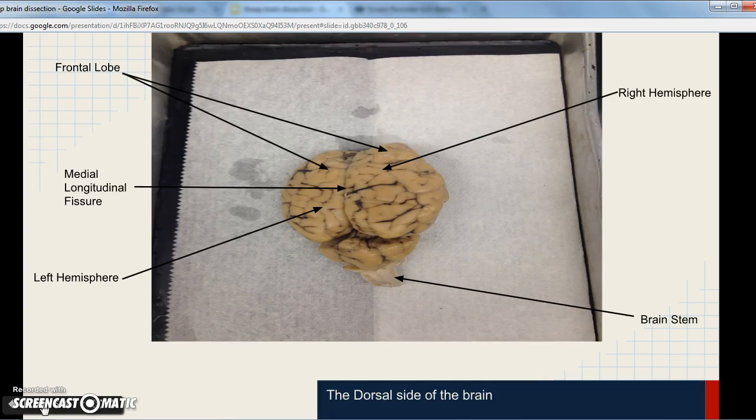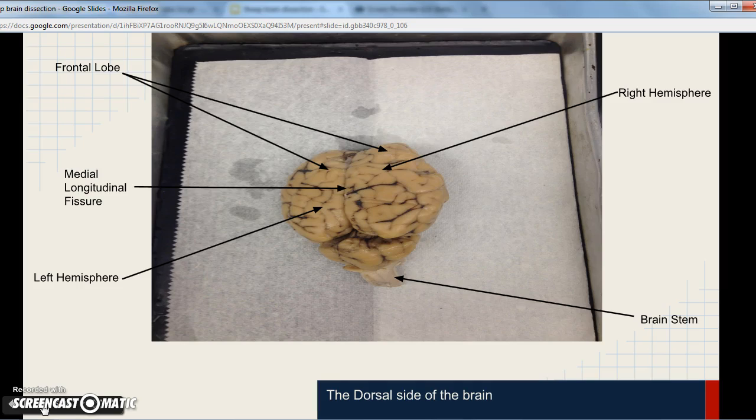This is the dorsal side of the sheep brain. Imagine you are looking straight down at the sheep's brain inside its head. That's how it would look. Since you are looking down at the sheep brain, the right hemisphere of the brain is on the sheep's right, and the left hemisphere is on the sheep's left. The frontal lobe is in both hemispheres and responsible for all decision making and planning.